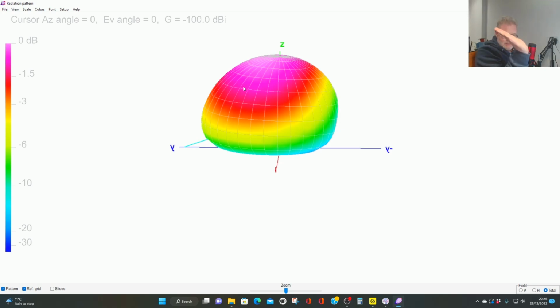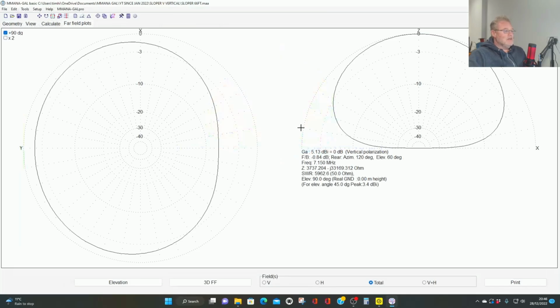So if the antenna's sloping like that, we've got more gain coming off that way than we have coming off the back of it, if you see what I mean. So let's have a look at this then.